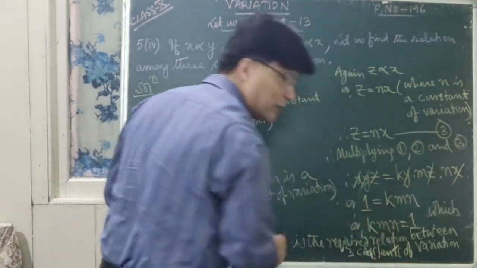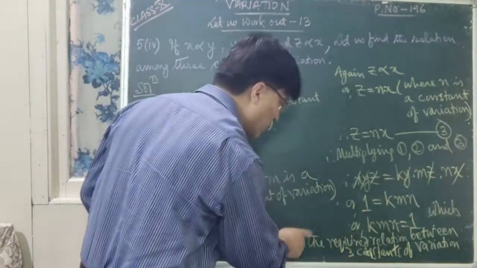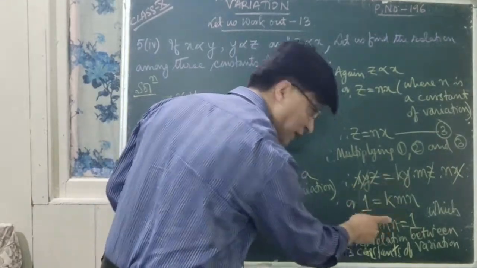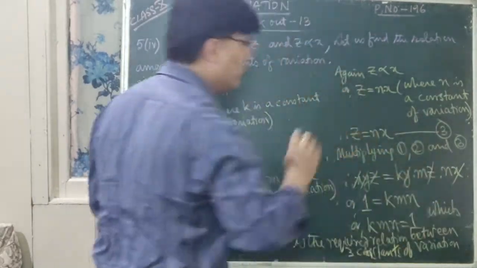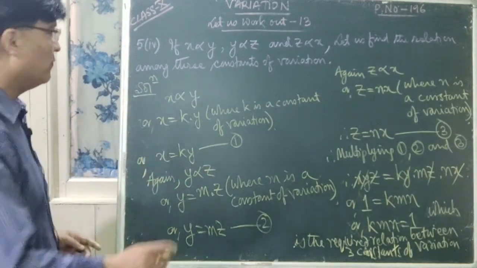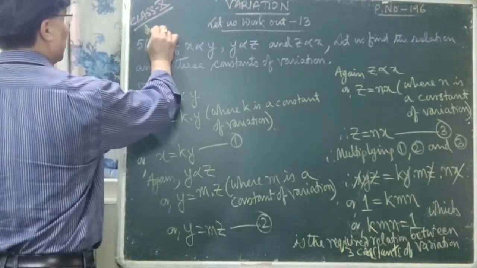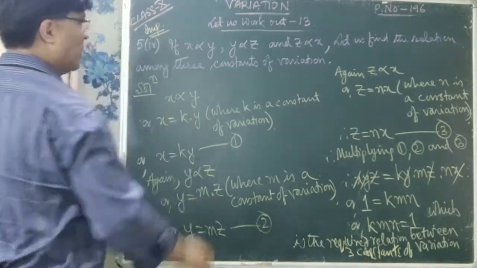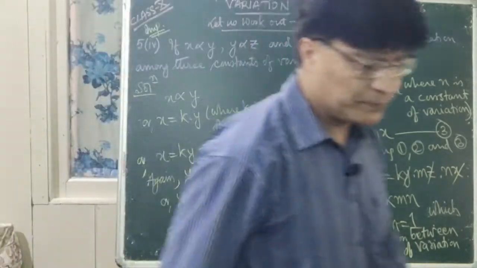kmn is equal to 1 is the required answer, which is the required relation between three constants of variation. So that is your answer. This question is very very important, so you can copy it. We'll do the next question now.